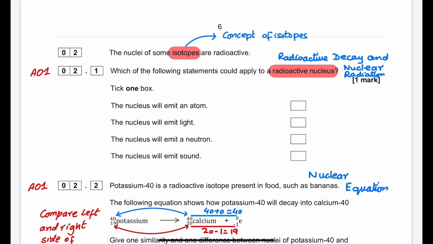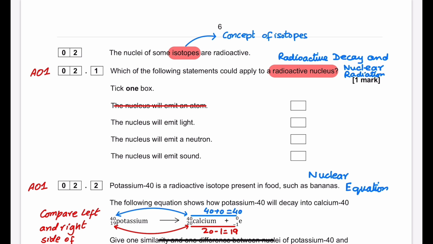We need to pick one of the boxes. The nucleus will emit an atom. The nucleus will emit the light. The nucleus will emit a neutron. The nucleus will emit the sound. The nucleus is part of the atom, therefore the nucleus will not emit an atom. So this is a wrong option.